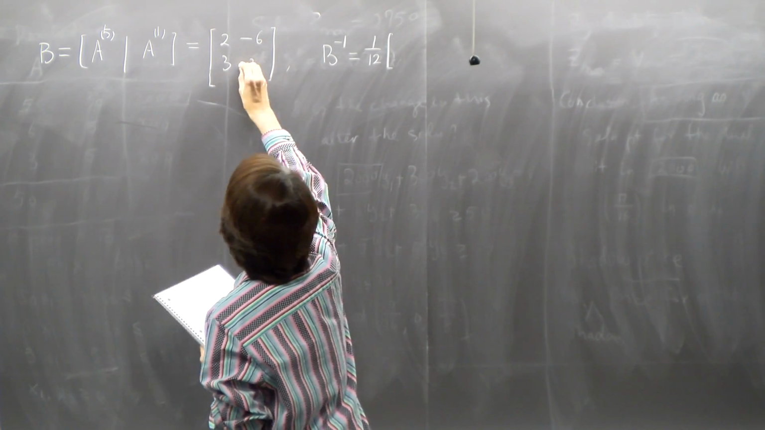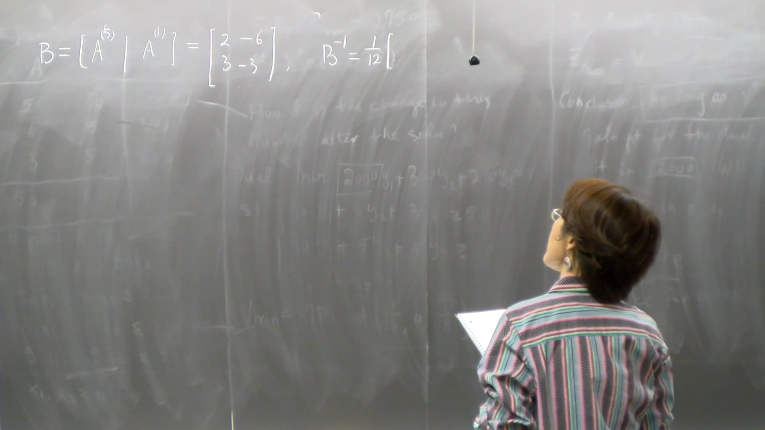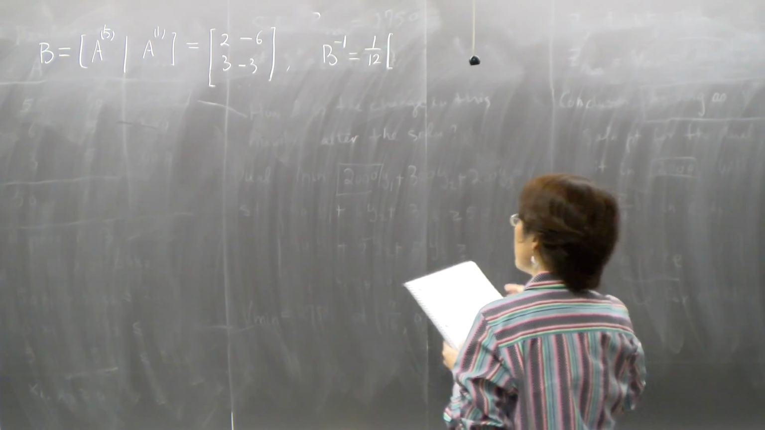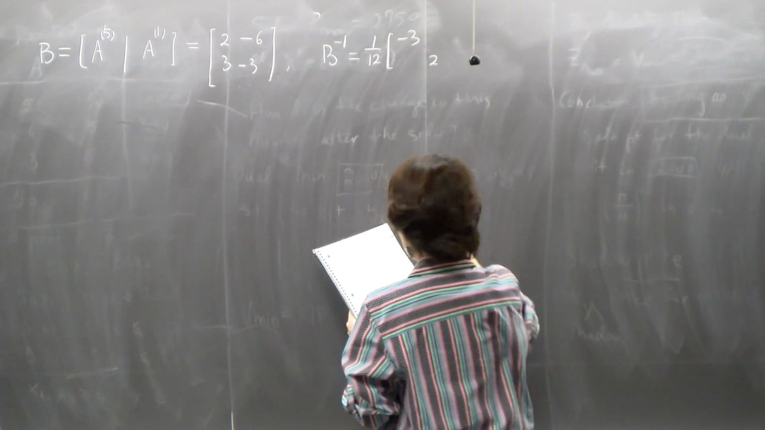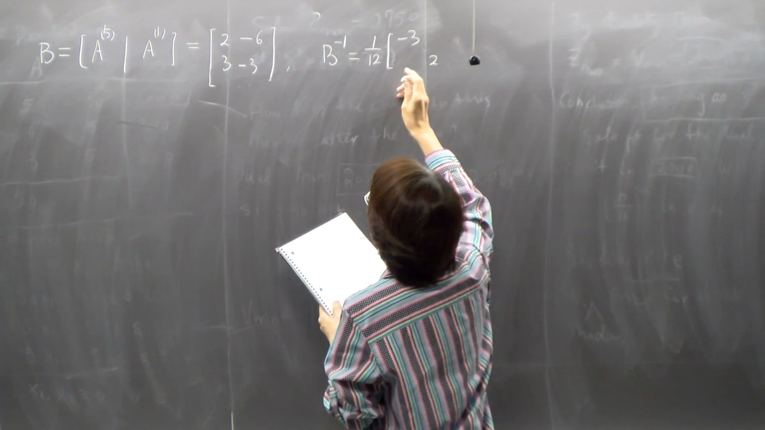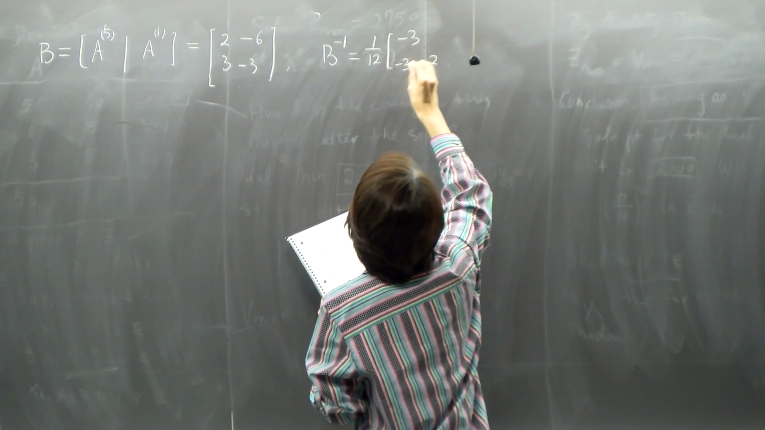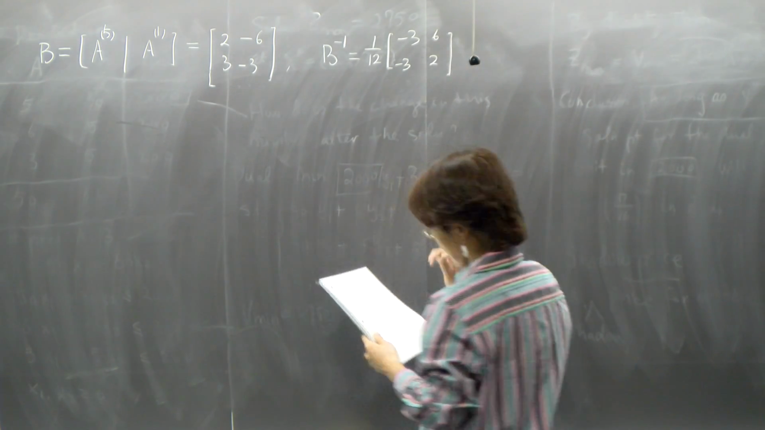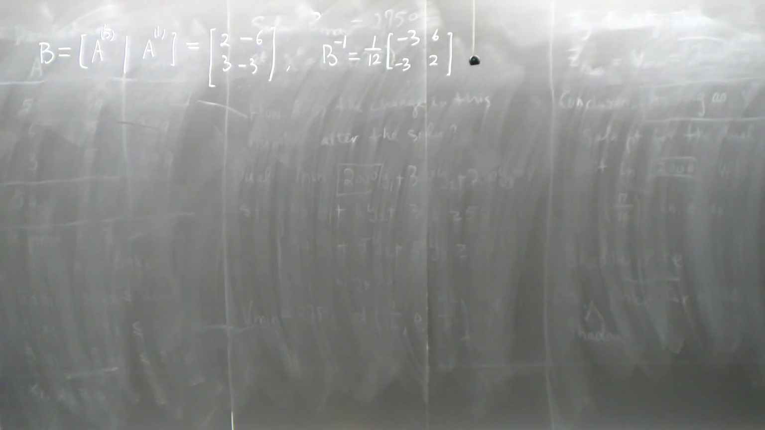I lost the negative sign, sorry. Yeah. And then you flip the diagonal ones, -3, 2, and then you change the sign. No, and then you keep, change the sign, -3 and 6, right? You can form that inverse. You can verify that it is an inverse.